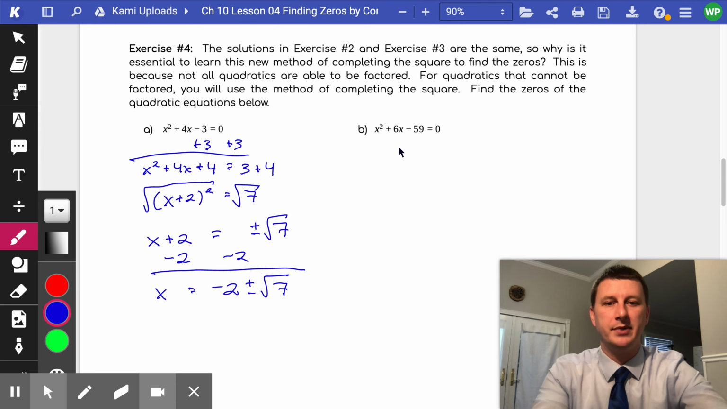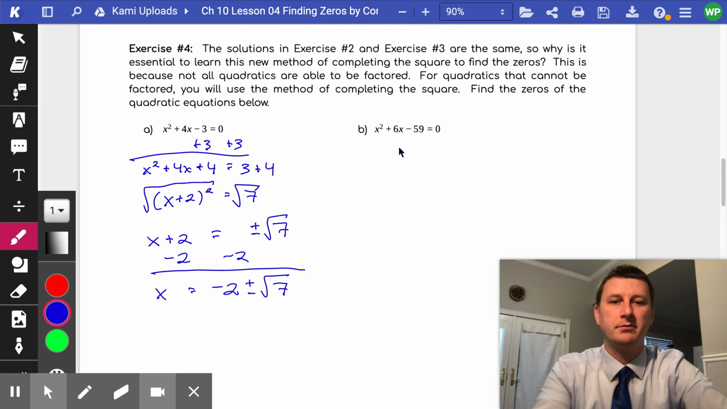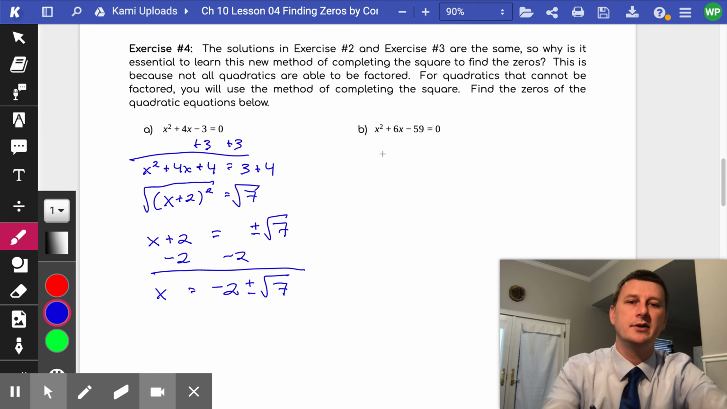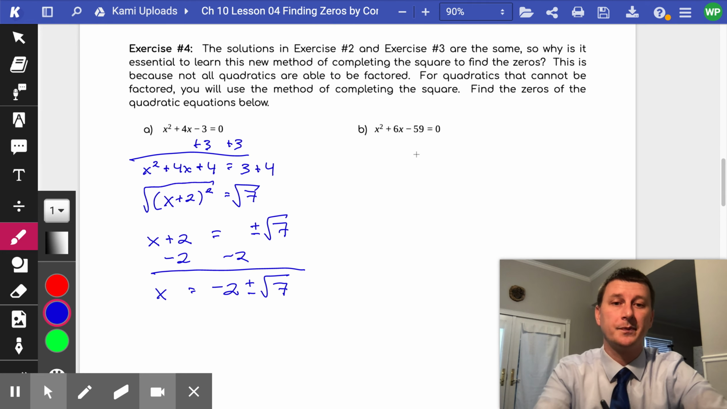Let's take a look at part B. And in part B, we have x squared plus 6x minus 59. So we're going to look, and it doesn't look like we're going to be able to find two numbers that multiply to 59 and combine to 6. So what we're going to do instead is we're going to use our method of completing the square here to solve and find the zeros.